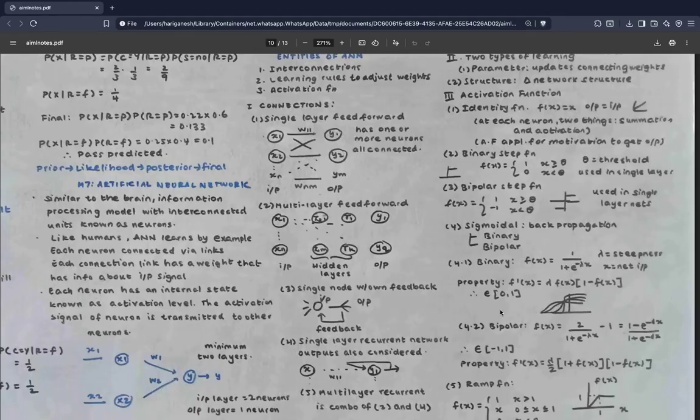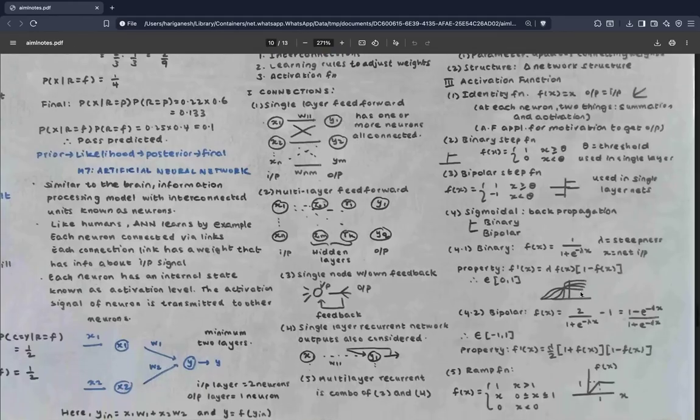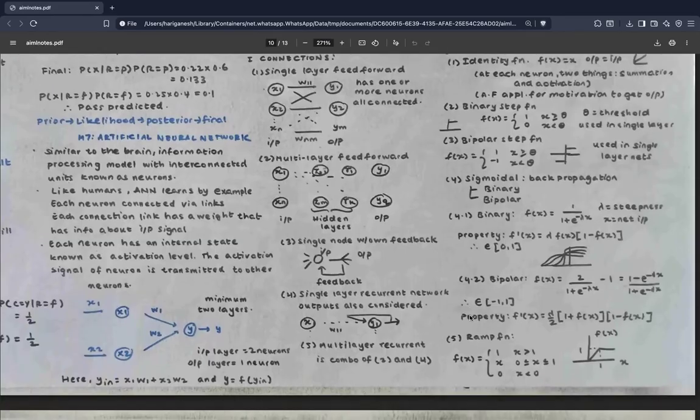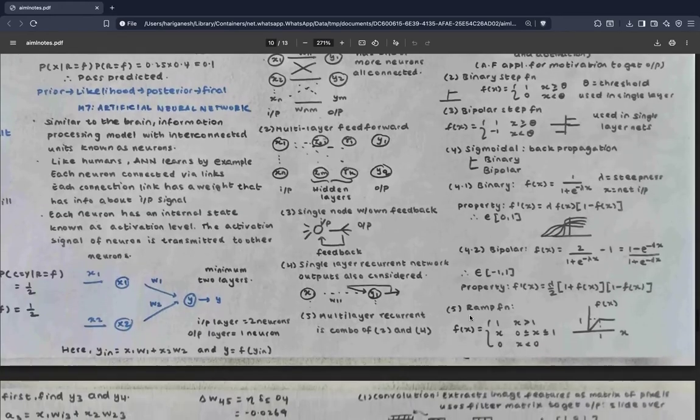And honestly, this property is a bunch of theory. That is, the derivative of this function is lambda f of x times 1 minus f of x. The second is bipolar sigmoidal function, f of x equals 2 by 1 plus e power minus lambda x, minus 1. This is also something you can ignore. This derivative property is also something you can probably ignore, but it's useful to have in mind anyways if your prof is a theory focused prof.